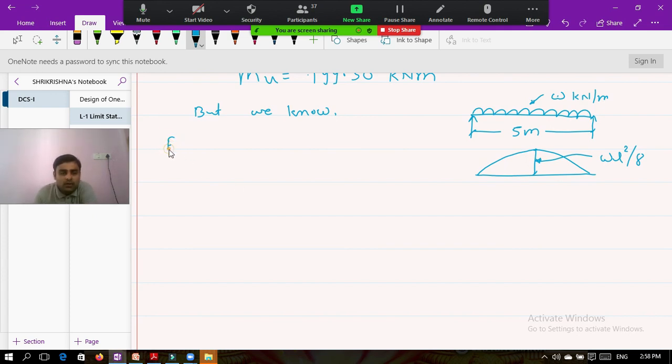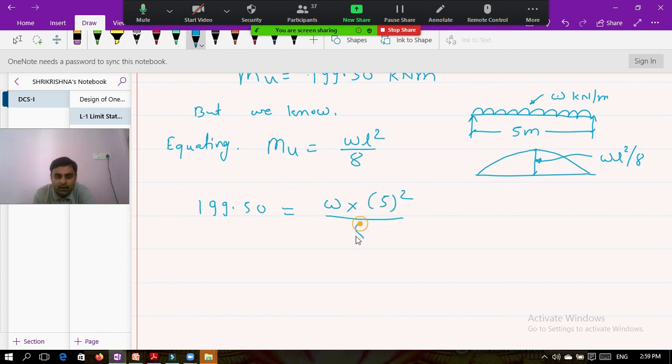So here we equate Mu is equal to WL square by 8. They have given in the problem the beam is simply supported, that is why we are equating to WL square by 8. If in the problem they mention that the beam is cantilever, then you have to use WL square by 2. Remember that depending upon the boundary condition you need to use the formula. So here it is 199.50 kilonewton meter, which must be equal to W into span, it is given in meter, 5 square divided by 8. If you reshuffle the terms, you will get the value of W.